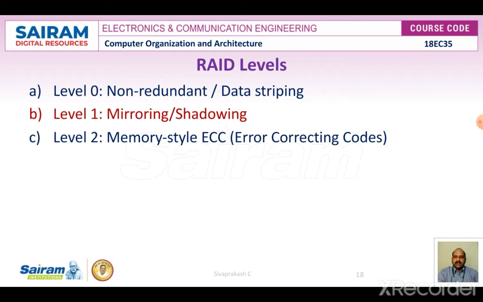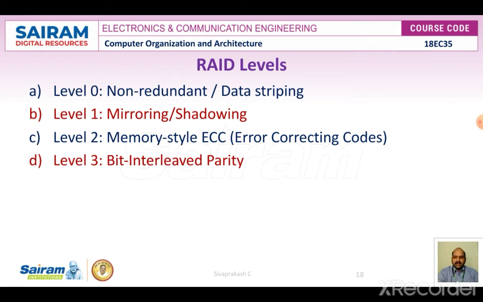Next one, level 2, memory-style ECC, or error correction codes. For example, here we can use Hamming code for error detection and correction. Assuming that we are going to use Hamming codes, for an array of 4 disks, we need 3 extra disks to store redundant information. So storage efficiency increases as the number of disks increases. It becomes possible to detect as well as correct the errors in the bits.